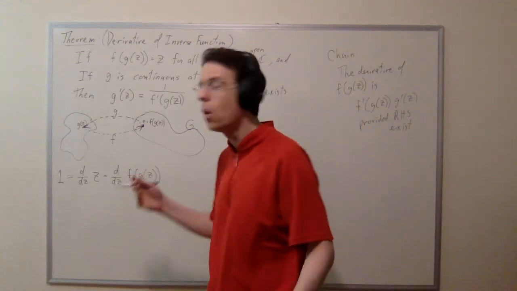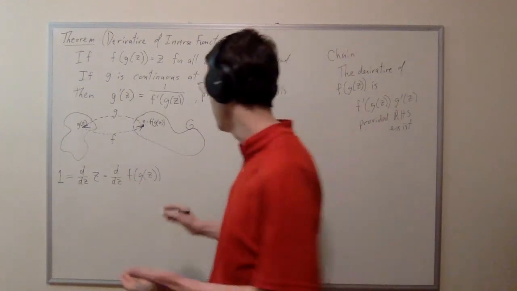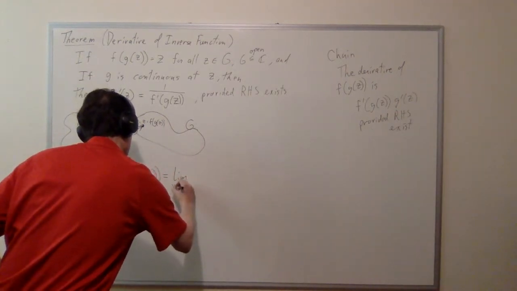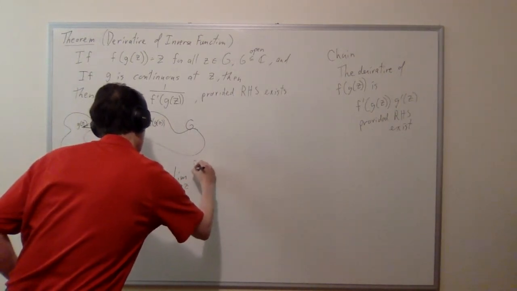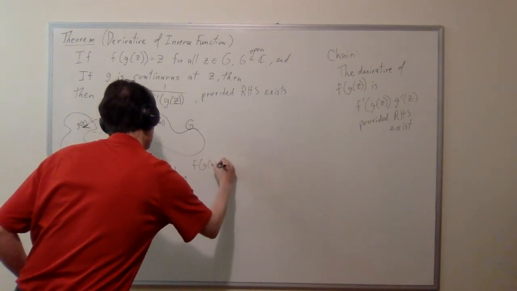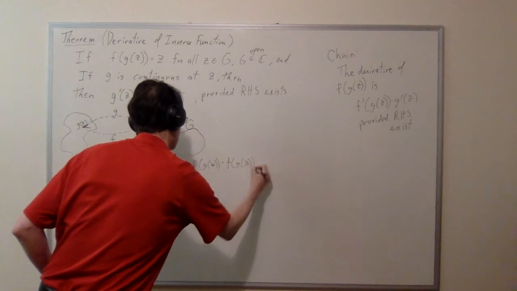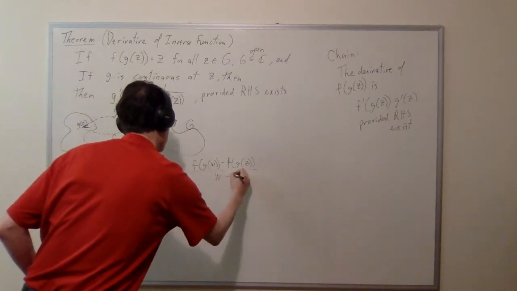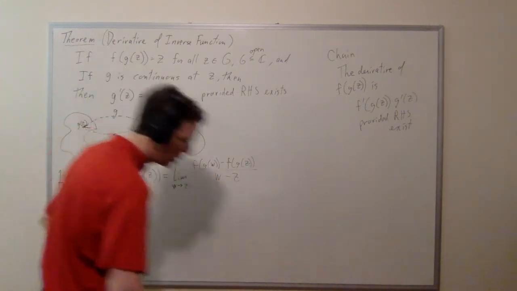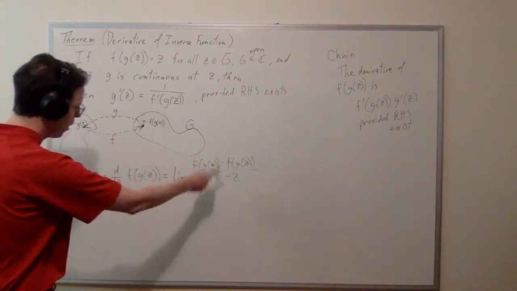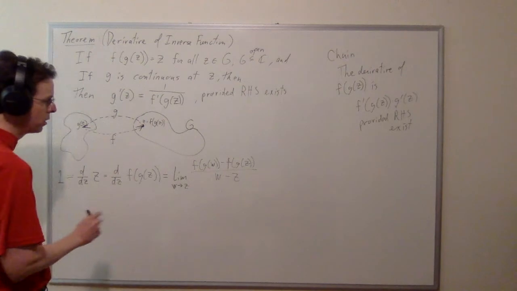this is differentiable, and I know the definition of the derivative of that thing tells me that it is equal to the limit as w approaches z of f of g of w minus f of g of z over w minus z. So that's from the definition of the derivative. So we know that that is the right representation of this.